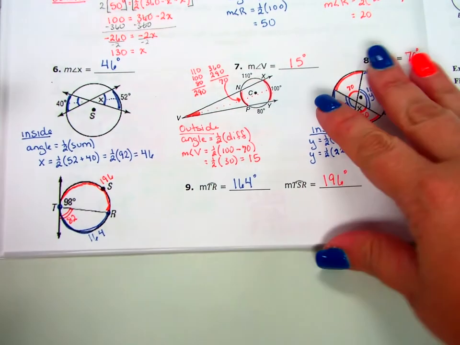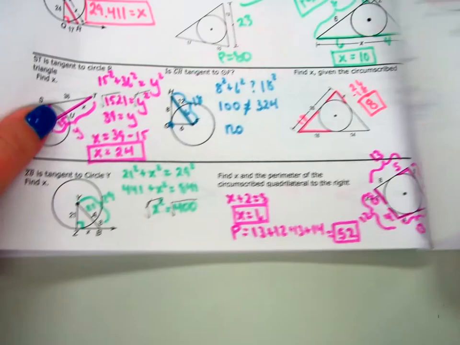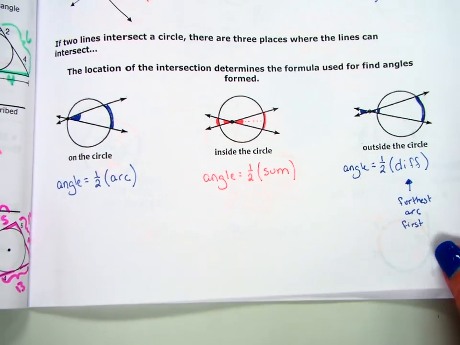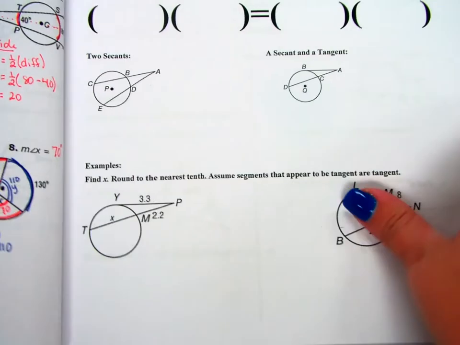Any questions on any of these? Can you show the front again? I can. So just make sure that you're paying attention to looking at whether your arcs are inside, outside, or on the circle. That's really the main thing there.